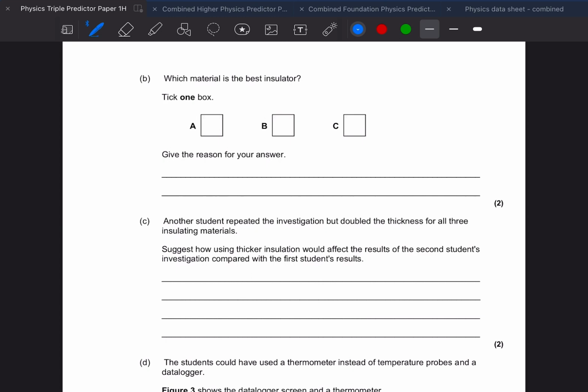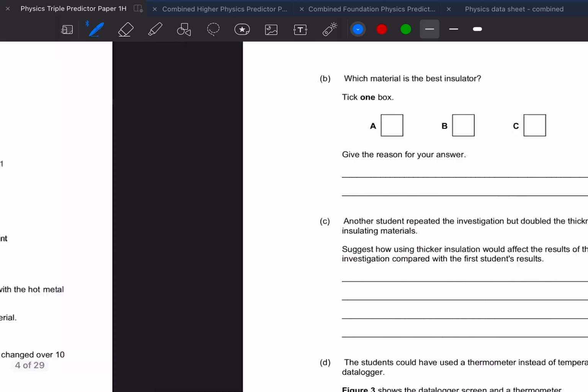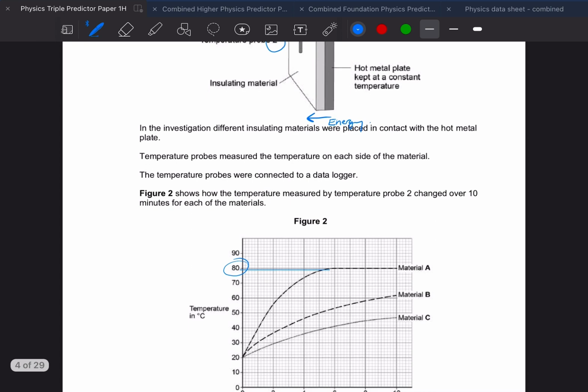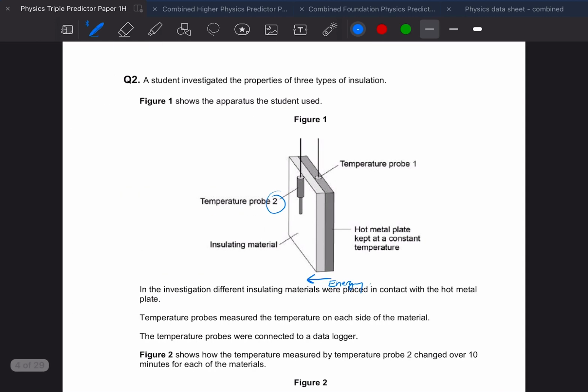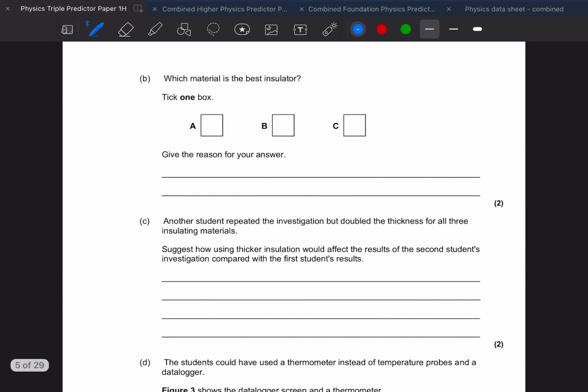So our next question says, which material is the best insulator? So we can just go back. The best insulator is the one that's going to have reduced the rate of energy transfer the most. And we can see that that's material C. Material C is the best because the final temperature after 10 minutes is lower. So, just check it. Don't want to get that wrong. Yeah, good. Material C. And it's because the final temperature is the lowest of all three materials.